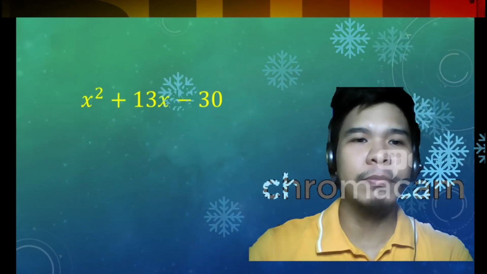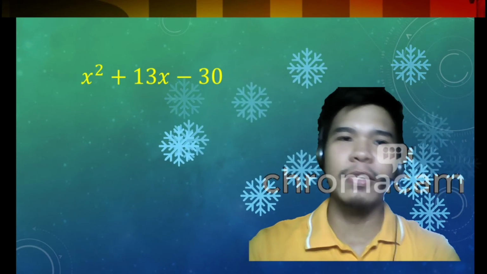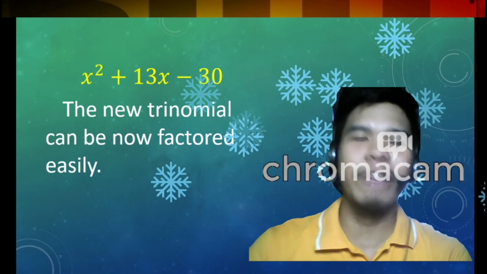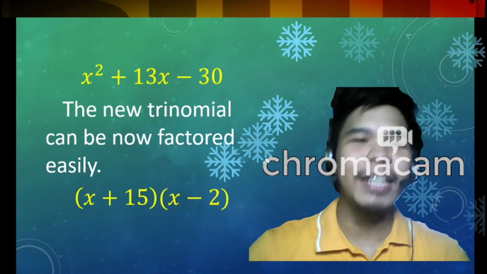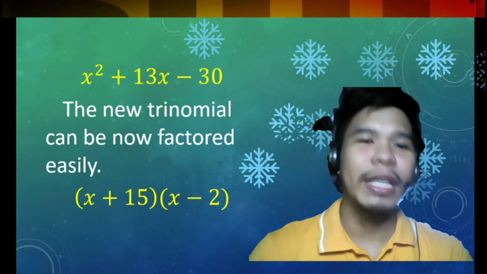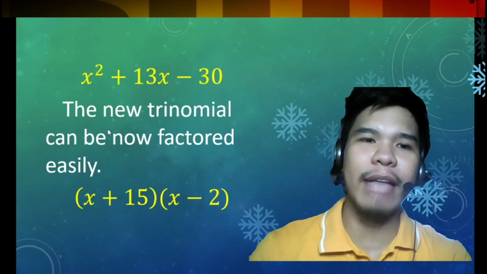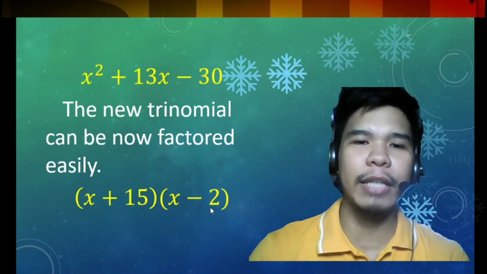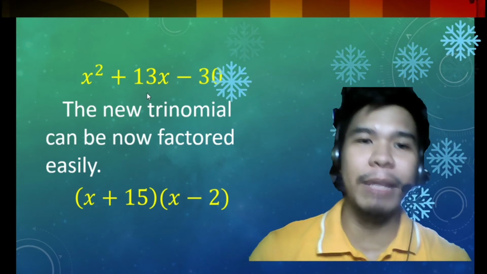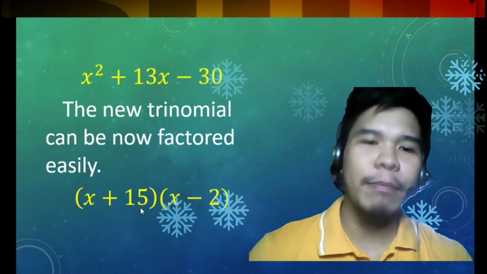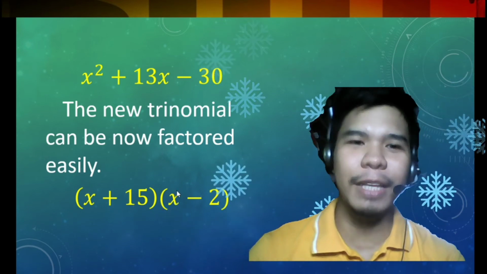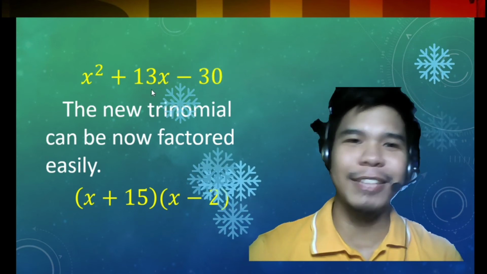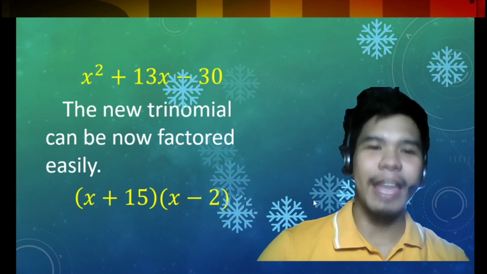Continue with the second step. We are now having x squared plus 13x minus 30. The new trinomial can now be factored easily. The factors of x squared plus 13x minus 30 are x plus 15 and x minus 2. That is by considering the first term, x squared, which is x times x, and then the factors of negative 30, which are positive 15 and negative 2, where when we combine the two numbers, we get positive 13. Let us check first. Positive 15 times negative 2 is negative 30, and positive 15 minus 2 is positive 13.